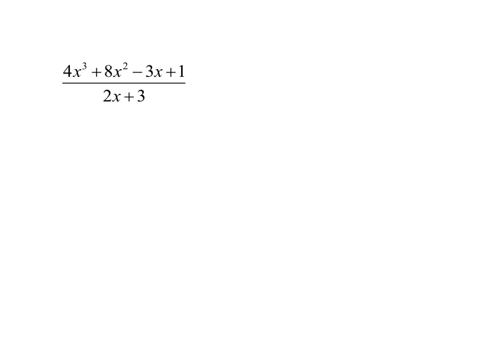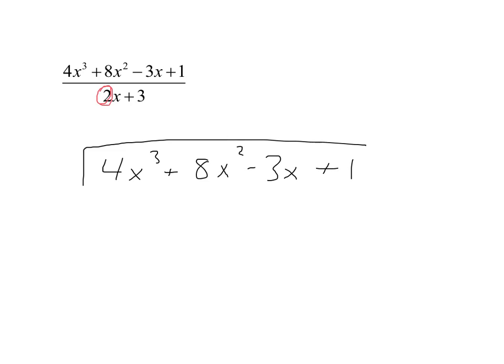Now we're going to divide by another binomial, but this binomial is a little more complicated because it has this 2 in front of the x. Also, I've written it in a different form. I've written it out as a division problem in a fraction, but we all know that a fraction is the same as a division problem. So I can rewrite this problem as 4x to the third plus 8x squared minus 3x plus 1 divided by 2x plus 3. Alrighty, so how many times does 2x go into 4x cubed?